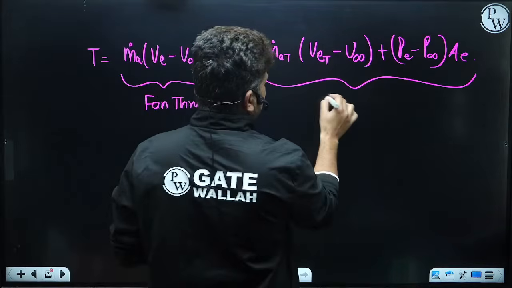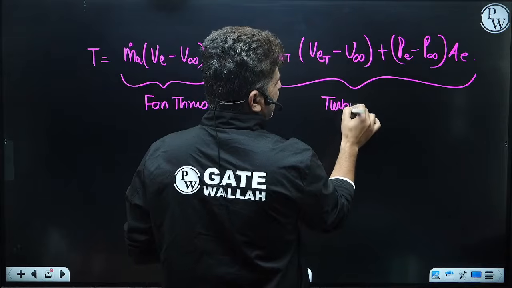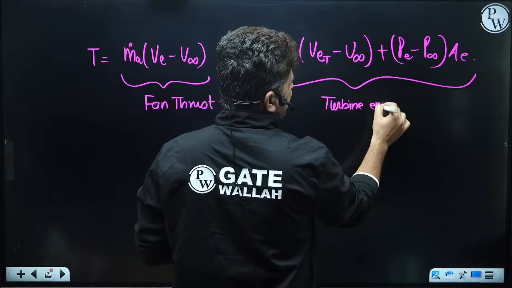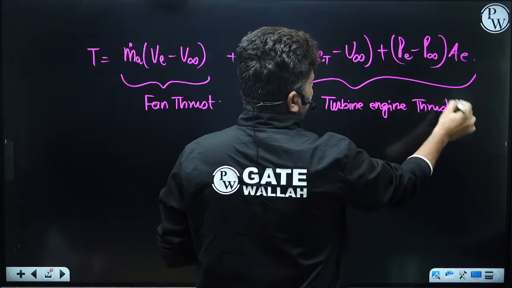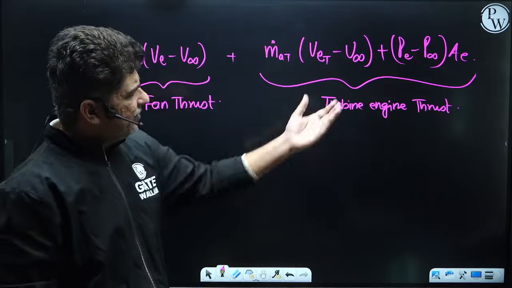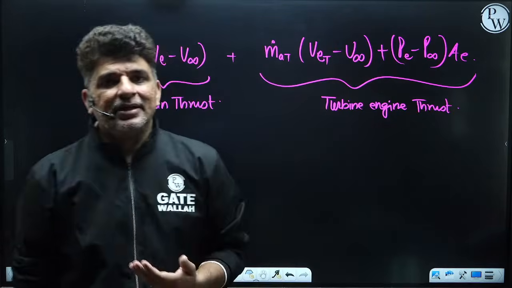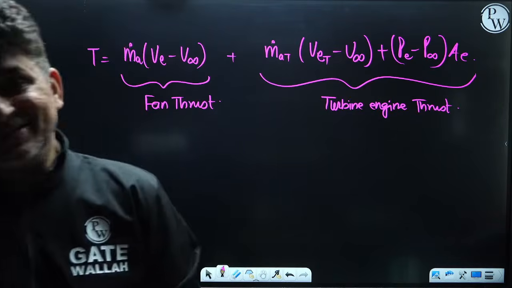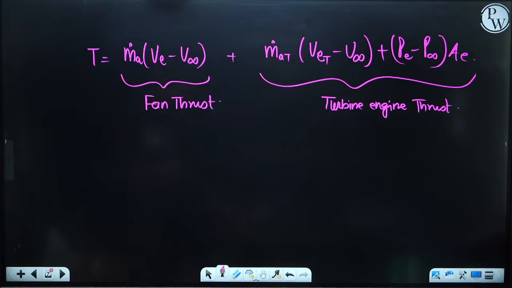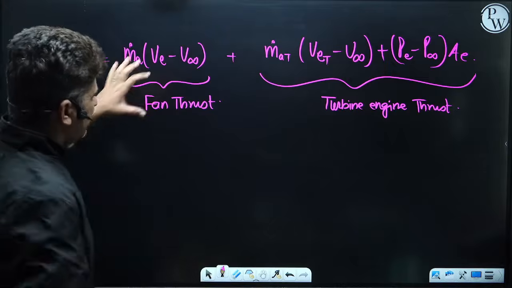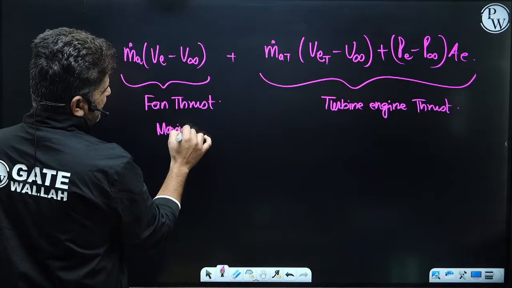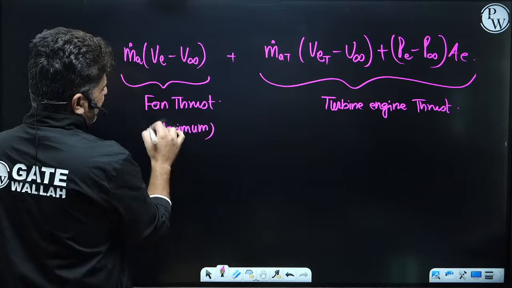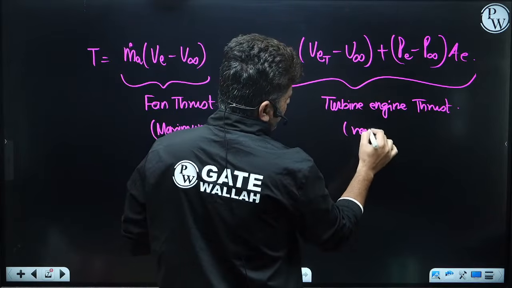Okay, so this is the turbine engine thrust. But you see, this quantity will be very, very less. Generally, this quantity becomes very dominant in the case of a turbojet engine. Okay, so this is a turbofan engine. This turbofan thrust is mostly the maximum, and this is a very small quantity.